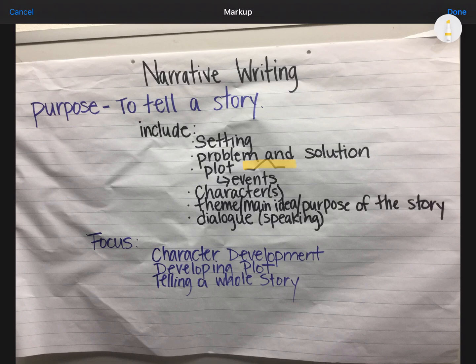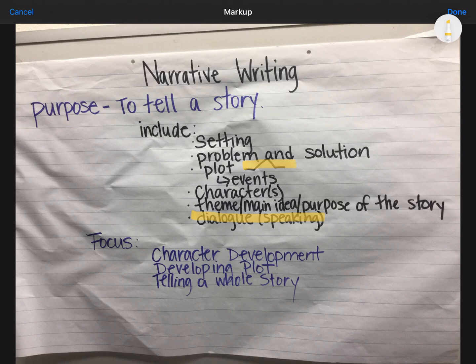Also, remember that when you are writing something, you have to have a theme, a main idea. What's the purpose of your story? And we'll talk more about that when we get further into it. The last thing is making sure that we include this right here, the dialogue. The dialogue is people speaking. Whether you write in third person or first person, we are always going to include dialogue in our narrative writing. And again, we will go over what that looks like and how to punctuate it correctly when we get further into the writing process.